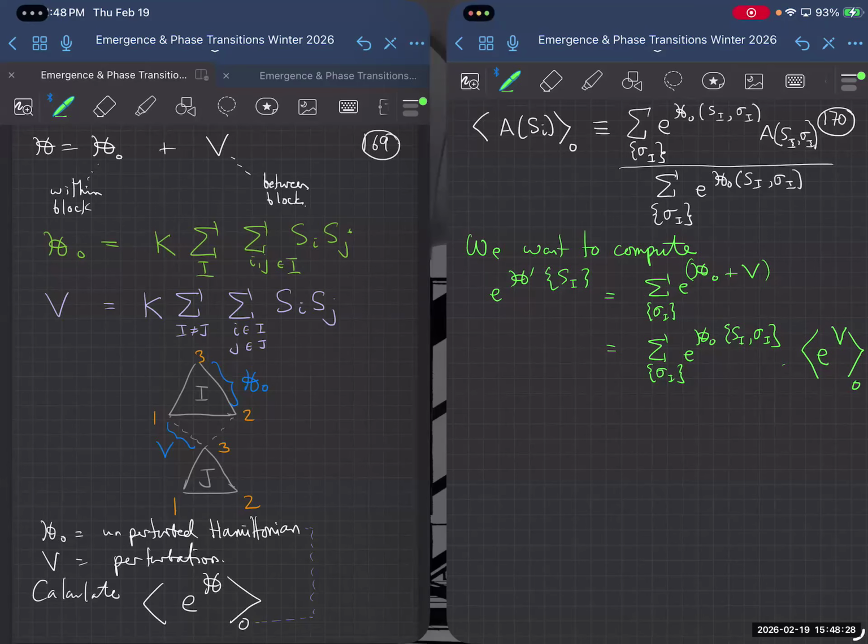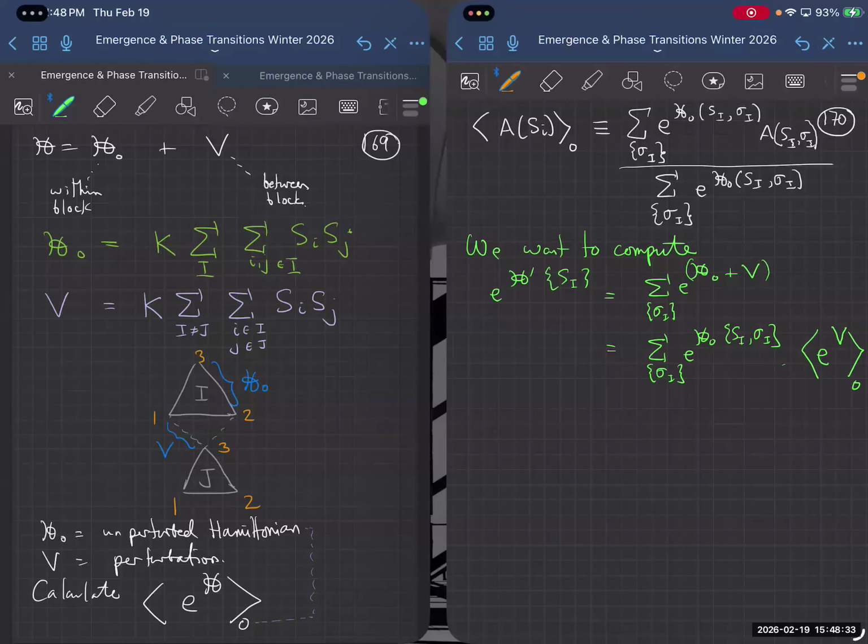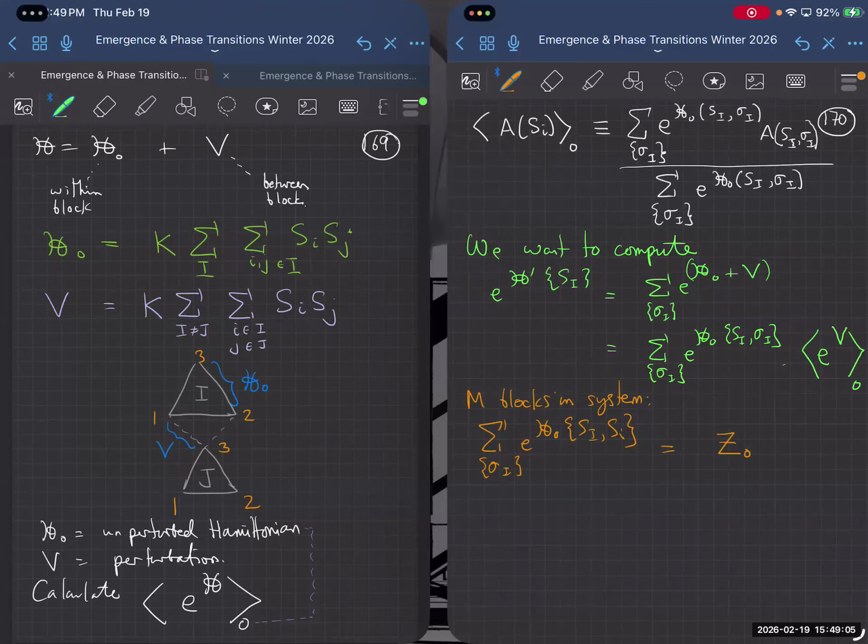So treating this as a perturbation, then I have to compute the expectation value of e to the V. Okay, so I'm not going to finish this today. Let me go a little bit further and then we'll stop. So let's suppose we have m blocks in the system. And what that means is that the sum over sigma_i e to the H naught of S_i, like that, is going to be just the sum of the spins inside each block. So it's going to be the partition function of one block.